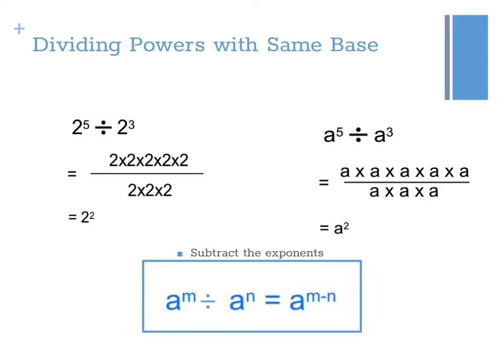The next rule we're going to look at is dividing powers that have the same base. So 2 to the 5 divided by 2 to the 3. If we do this in expanded form, because maybe we don't know this rule yet, what we see is 2 times 2 times 2 times 2 times 2, 5 of them on the top, divided by 1, 2, 3 of them on the bottom. So what ends up happening is 2 divided by 2 is 1, 2 divided by 2 is 1, 2 divided by 2 is 1, and what I'm left with is 2 times 2, or 2 squared. So when we divide powers that have the same base, we will subtract the exponents.